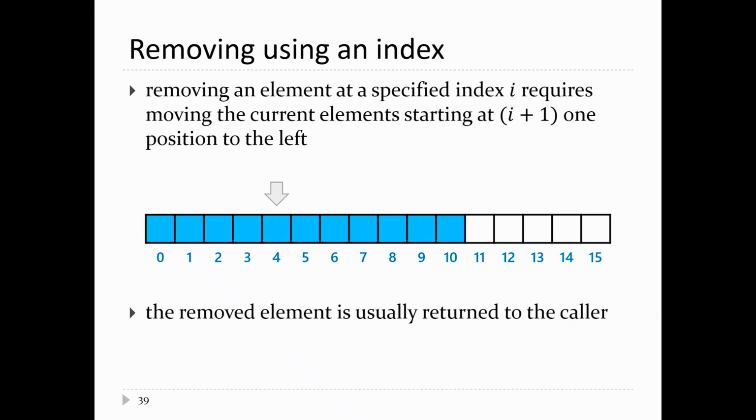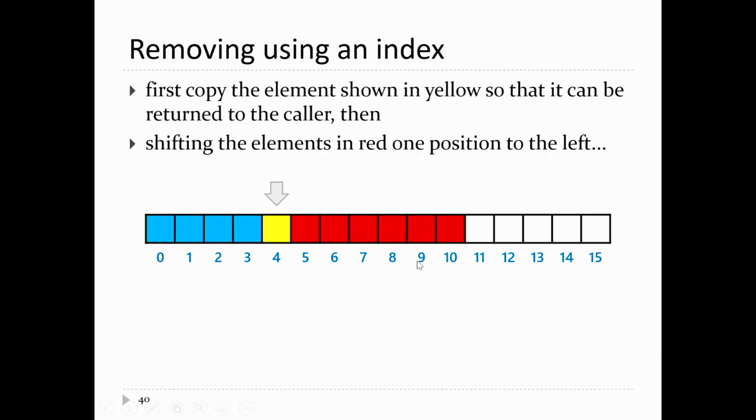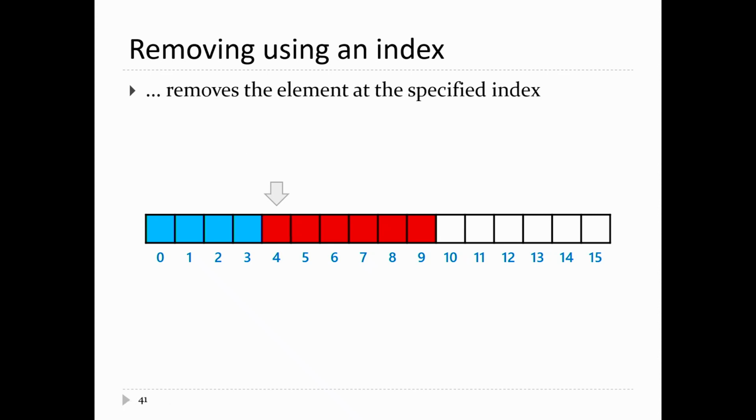Removing an element by index means you want to take that element out of the list and return it back to the caller. And you don't want to leave a blank spot in the array. So you have to move all the red elements, shuffling those over one position to the left. And you have to remember what the value of the removed element, shown in yellow, is so that we can return it back to the caller. And so the list ends up looking like this. You just move all the elements over.